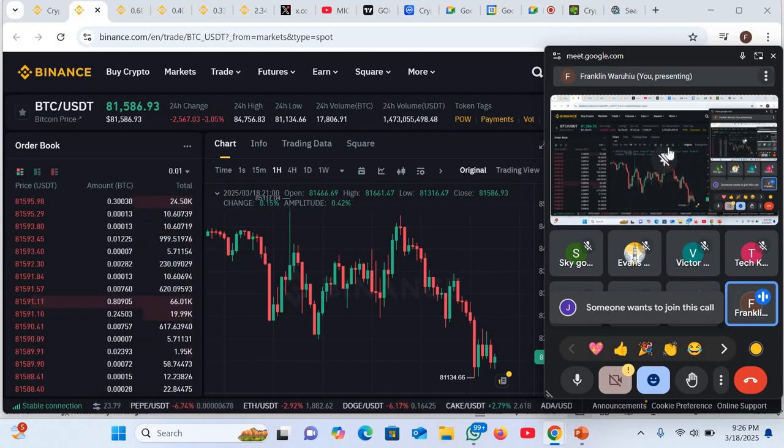So when you are calculating the market cap, you'll take the current market price of 81,581. You multiply with the circulating supply of around 19 million and something. So once you do that calculation, it will give you the market cap.